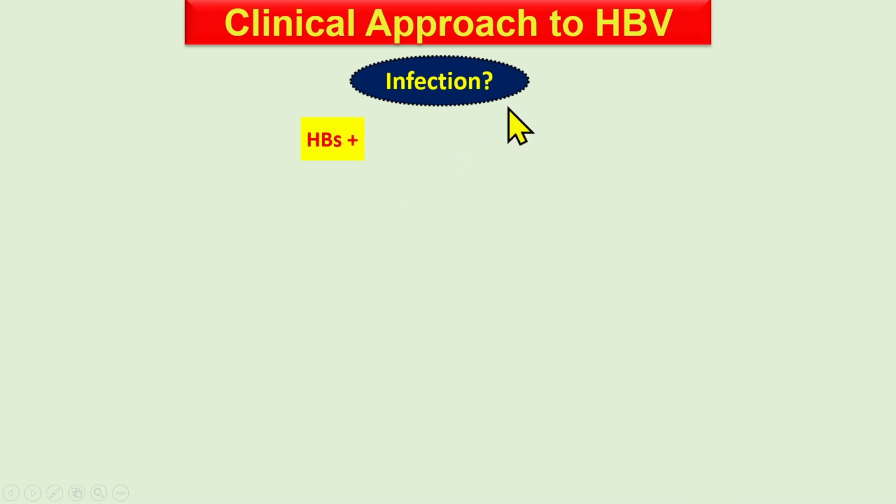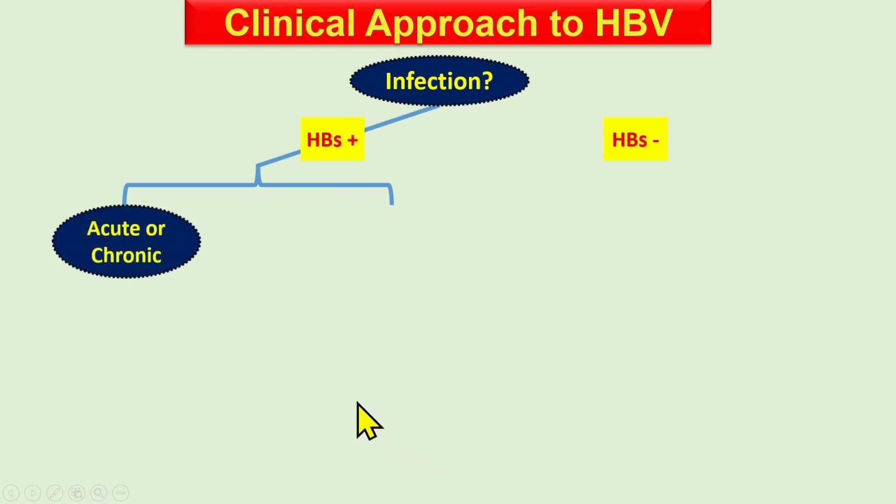Okay, if you look at the clinical approach, how will you approach it clinically? First of all, you should ask whether infection is present or not. How can you check? HBS. If HBS is positive, it means there is infection. If HBS is negative, it means there is no infection. So if positive, you have to ask two questions: acute or chronic, high or low.